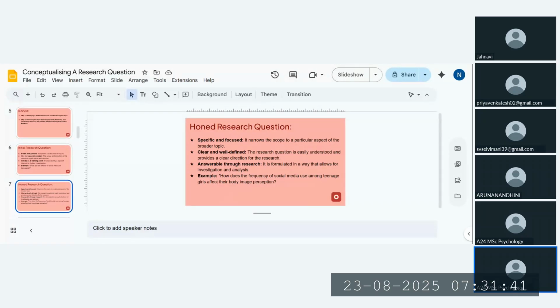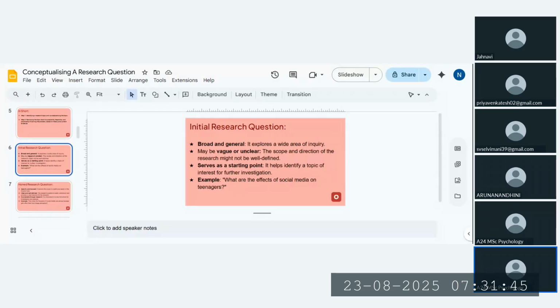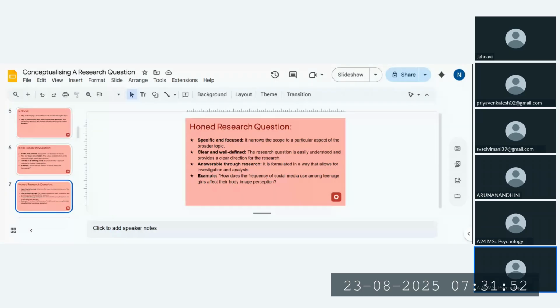For example, we can hone that first question, which is what are the effects of social media on teenagers, which is very general, to how does the frequency of social media use amongst teenage girls affect their body image perception. So do you see how the two questions are different? The second question is definitely in the theme of the first question, but it is way more specific. It is clear and well defined, and it is actually answerable through research.